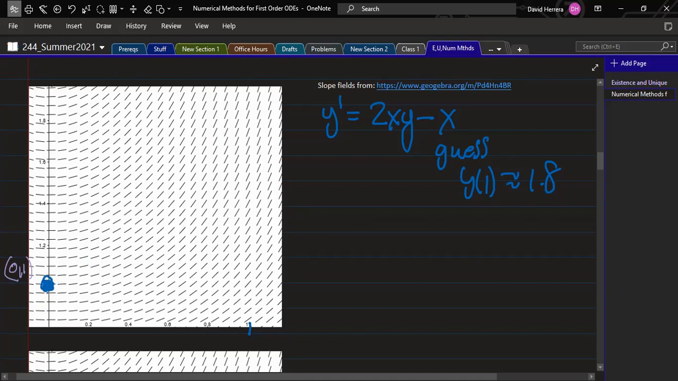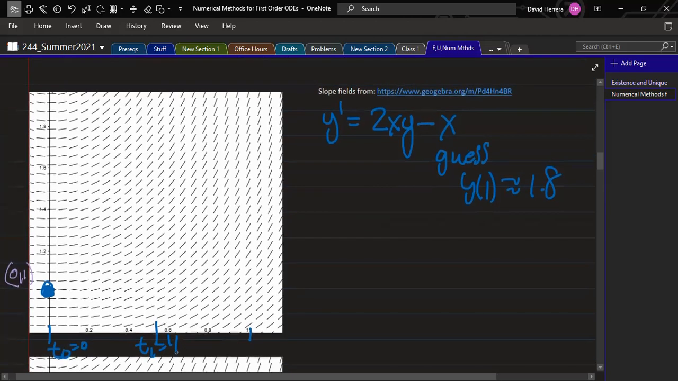So I say, okay, what is the slope here? Well, the slope here is 0. So let's pick some step sizes first before I get carried away. So T0 is 0, T1 is a half, and T2 is 1. And so these are what I'm going to get from Euler's method. So I start here at 0, and the height here is 1.